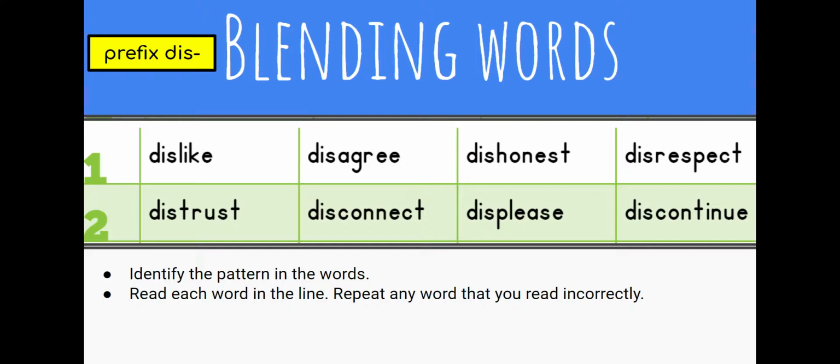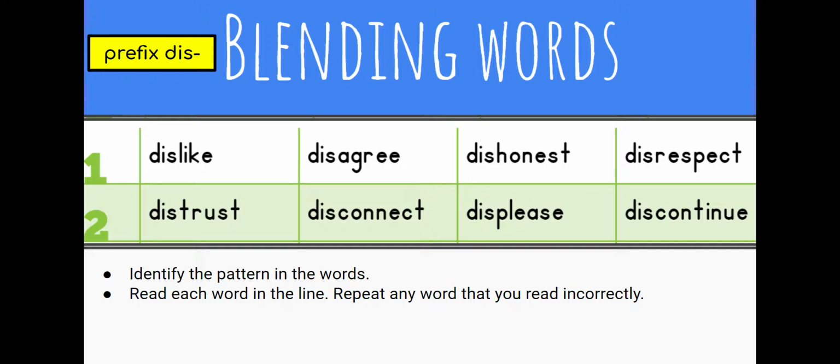Connect means to put together. If you disconnect, that means the opposite. You are going to take apart. Pleased means you are agreeable or you're happy with something. If you're displeased, you are the opposite of pleased. Continue means to keep going. If you discontinue, that means the opposite of that.